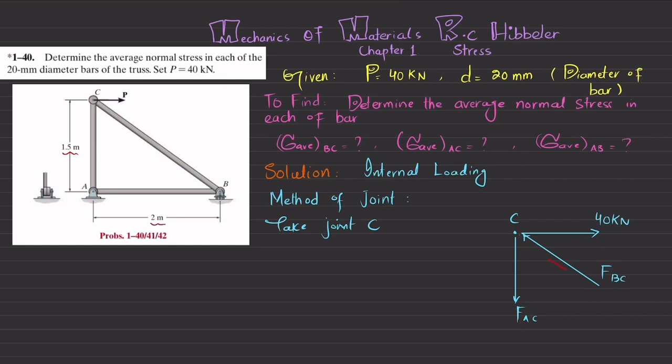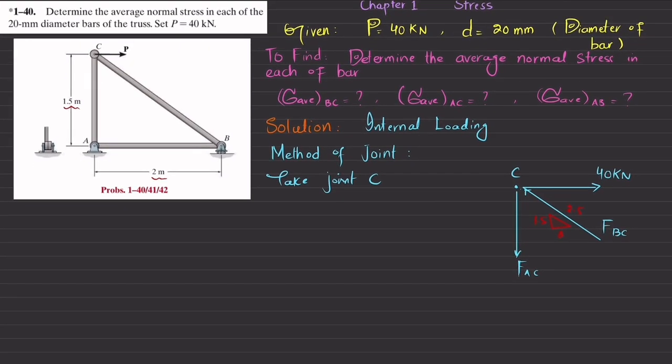So if I draw a right angle triangle over here to show the ratio of its lengths, this side is 1.5, this is 2, so definitely this hypotenuse will be equal to 2.5. Now we'll apply the equations of equilibrium at point C. The first equation of equilibrium is that the sum of all forces along the x direction must be equal to 0, and force in this direction is taken as positive.